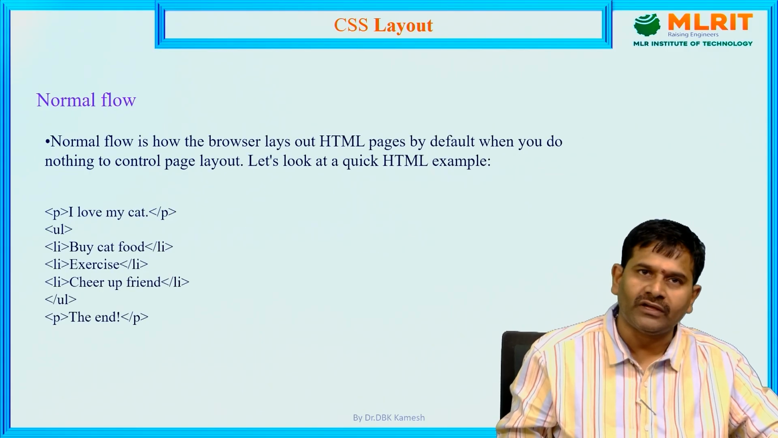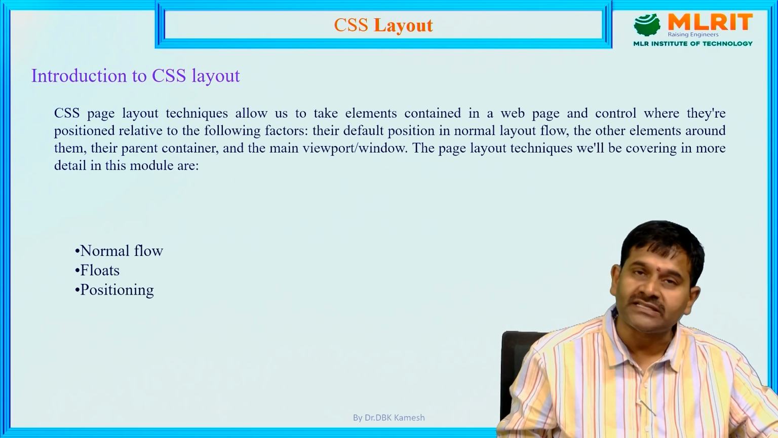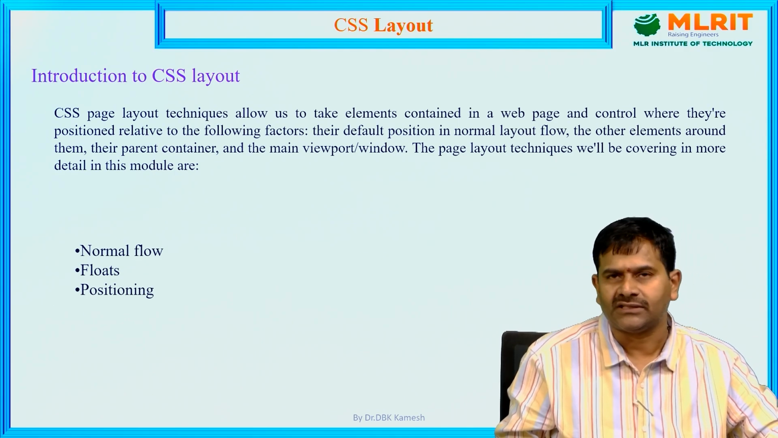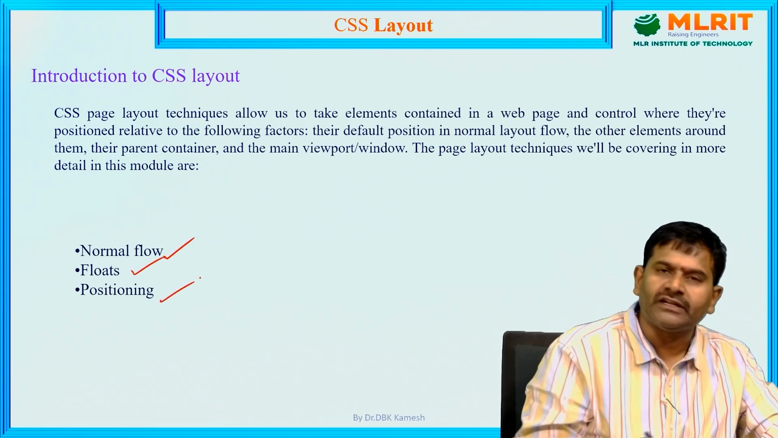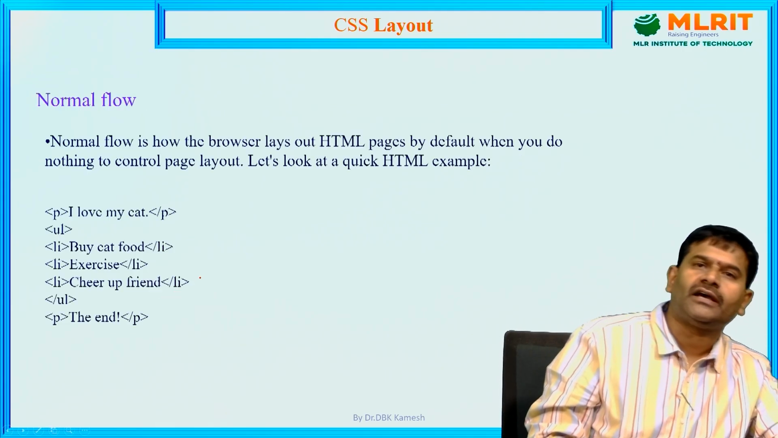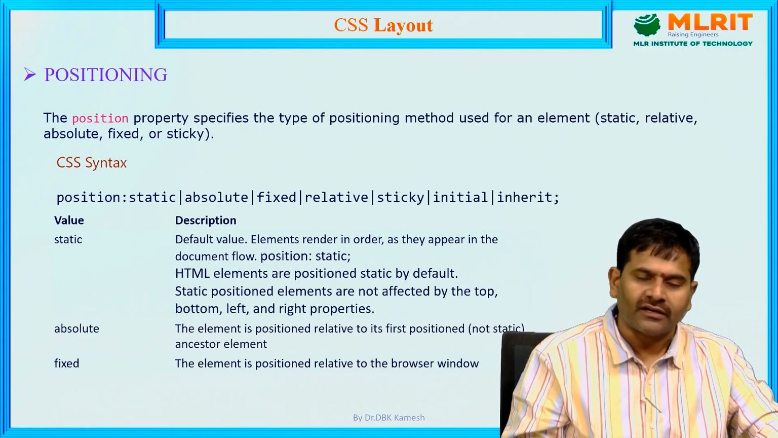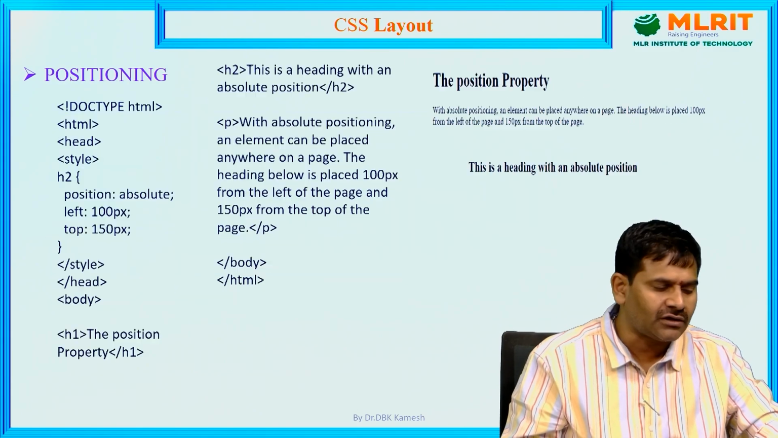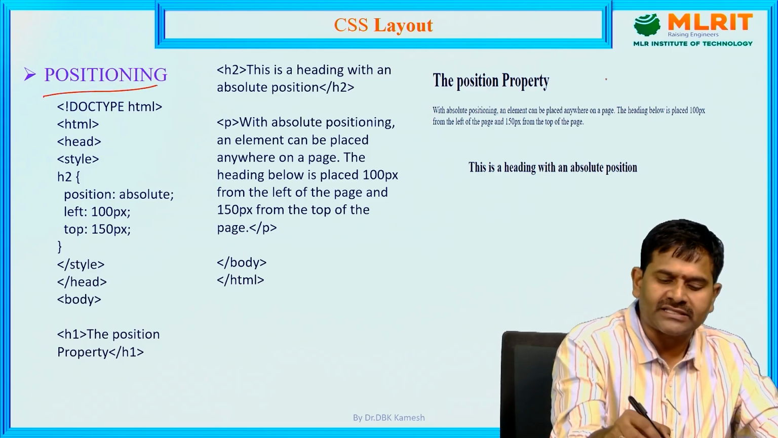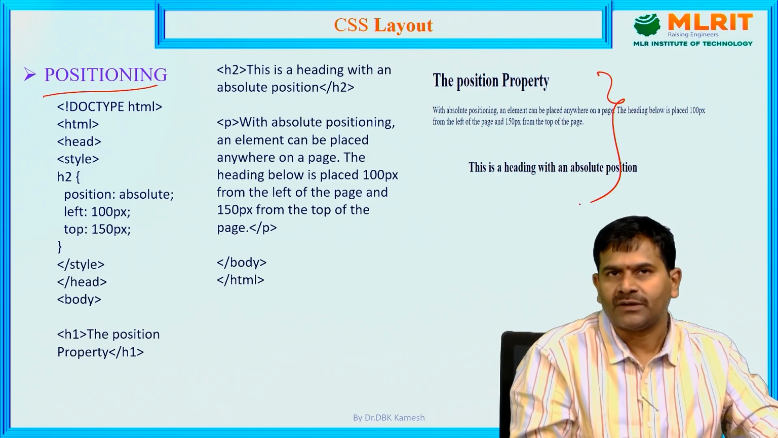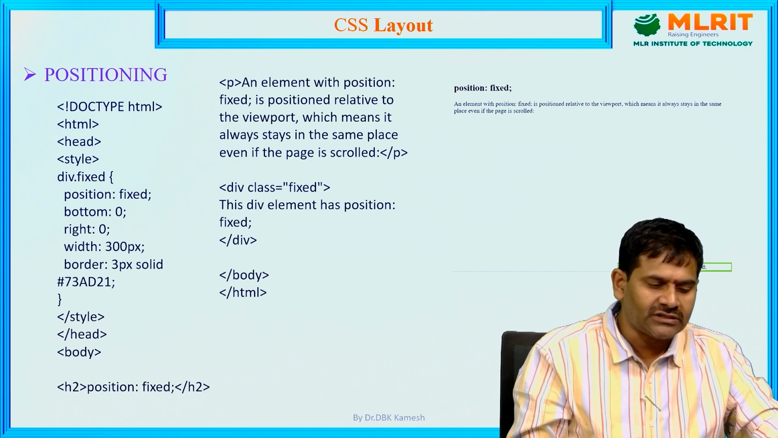So far we have discussed that in the CSS layout there are three varieties. One is normal flow, the second is floats, and the third is positioning. In this class we are focusing on only these three areas. See, positioning like this. This is another methodology. Another example.